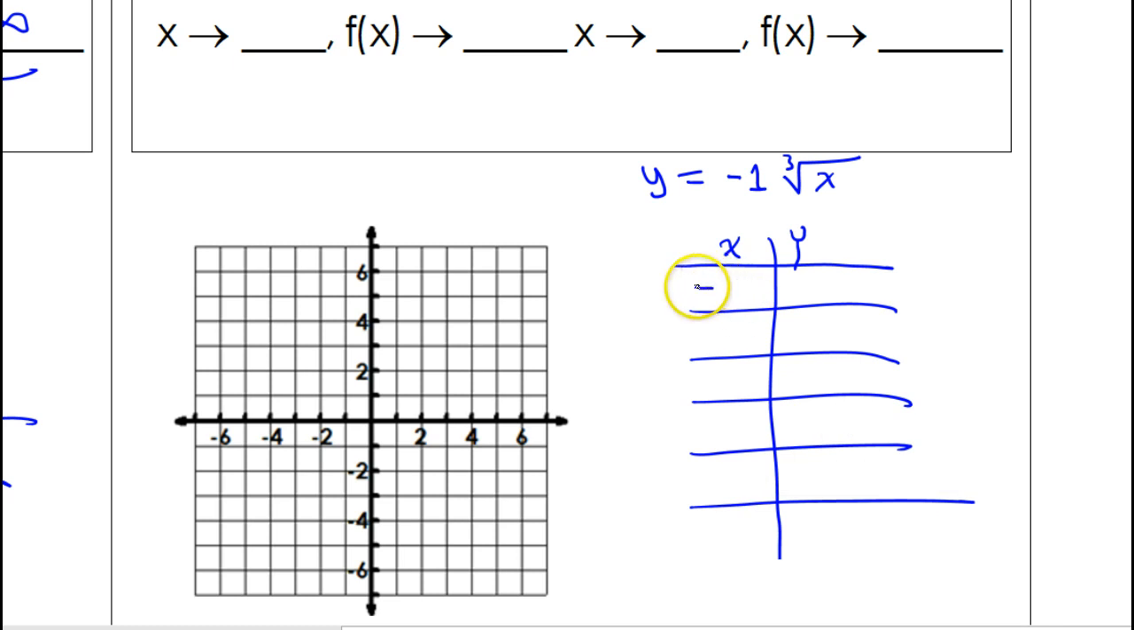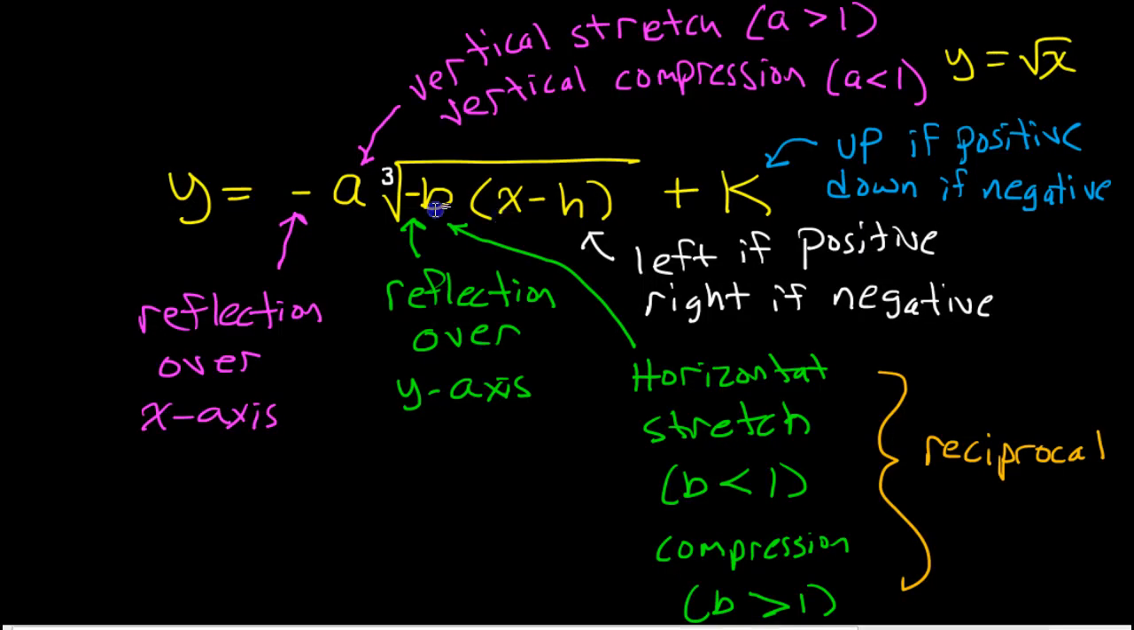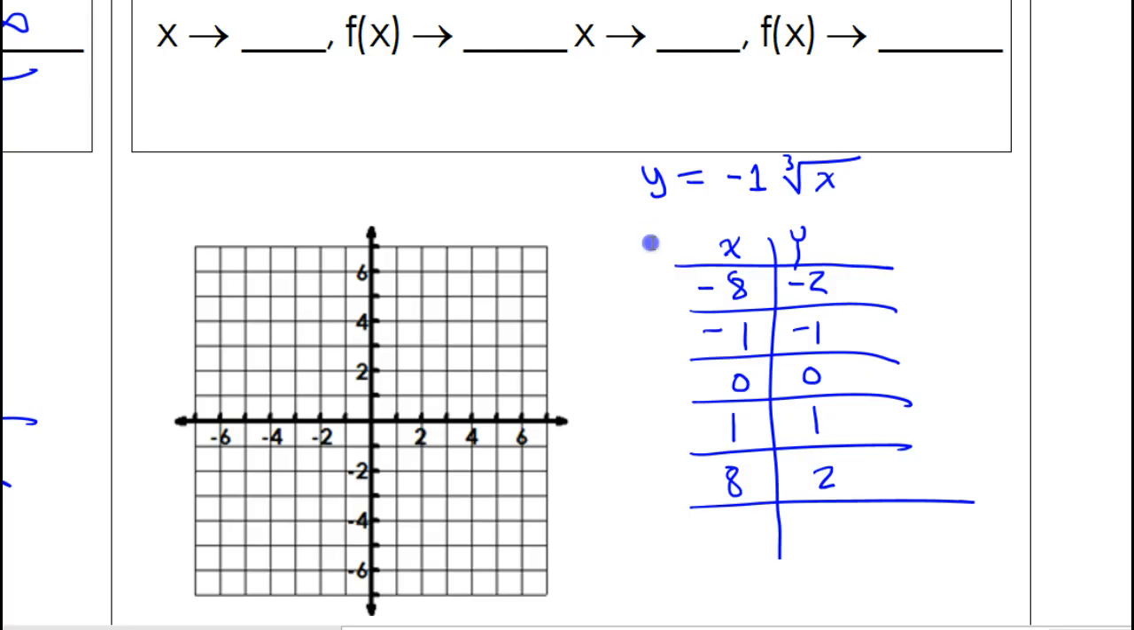Alright, and your 5 x values will always be -8, -1, 0, 1, and 8. Every single time you do a cube root function, start with these values. And we will start with always the same y values, the parent function: -2, -1, 0, 1, and 2. Just the cube root of all of these. Now, if you have an a value, you make a new y column. If you have a b value up underneath the radical, then you make a new x column. So since we have a new a value, I am going to make a new y column.